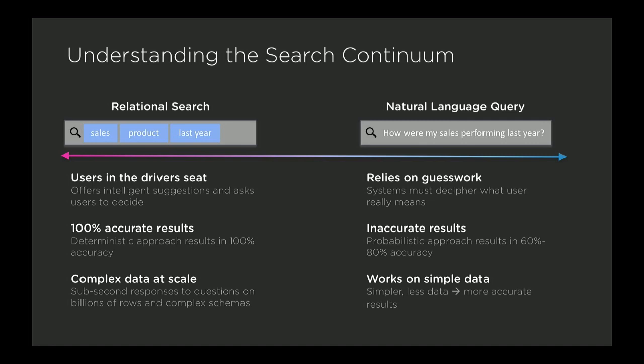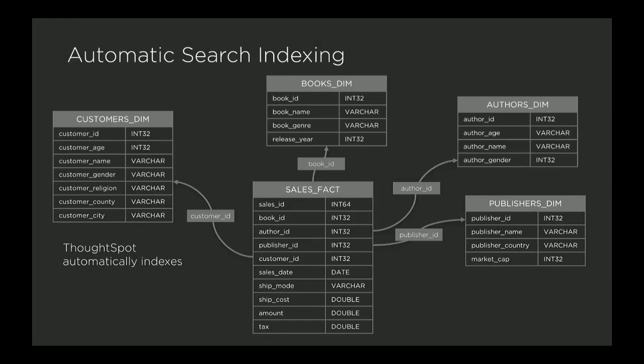This approach is designed from the ground up to interact with large volumes of data, billions of rows of data across fairly complex schemas, and at the same time provide sub-second responses to these questions. So here's an example of how ThoughtSpot performs its search indexing. I'm taking an example here of a dimensional model, a sales fact table, along with various different dimensions for customers, books, authors, and publishers.